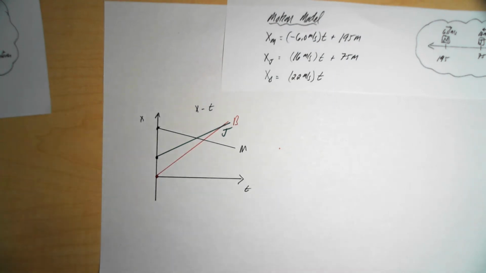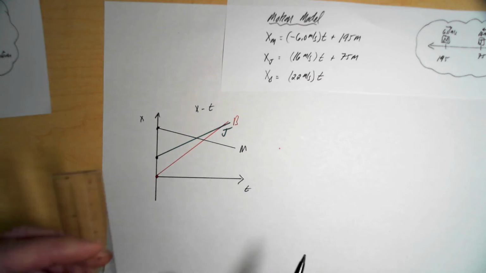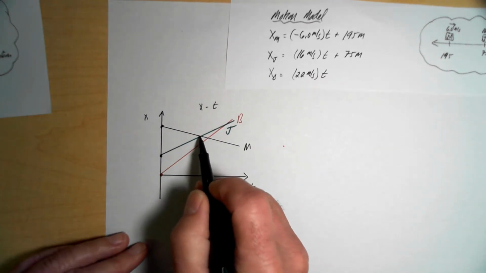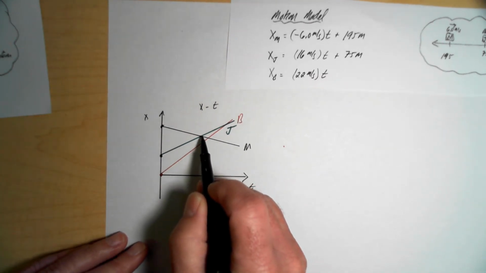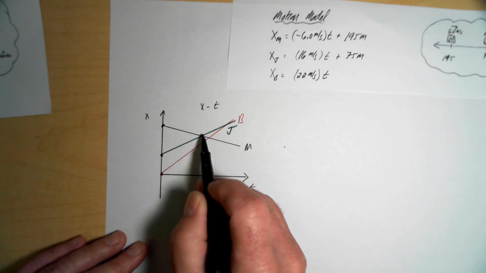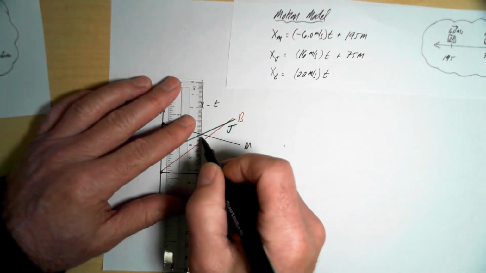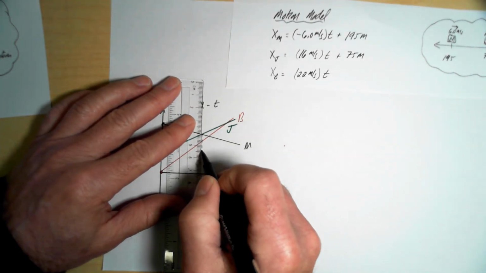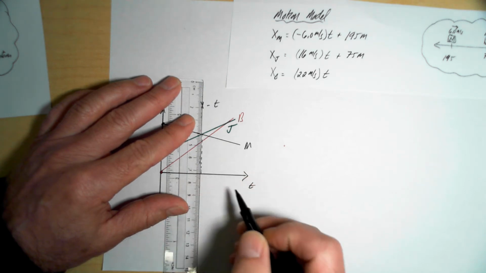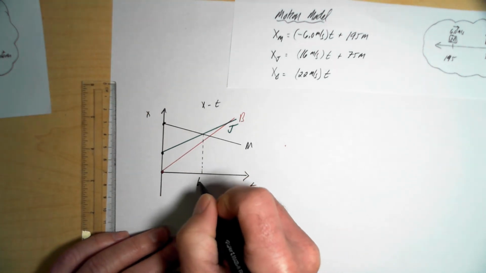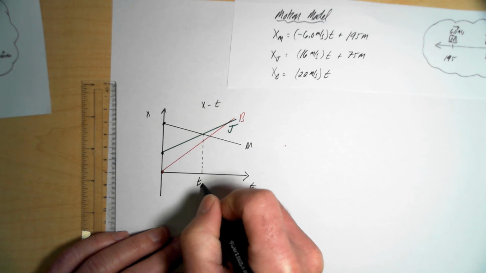So what does that look like on the graph here? Well, this is when Justin and the monster have the same position. If we draw a dashed line down to the axis, and this is not something you have to add to yours, this is my way of thinking, then this is going to be the time at which they're going to meet.